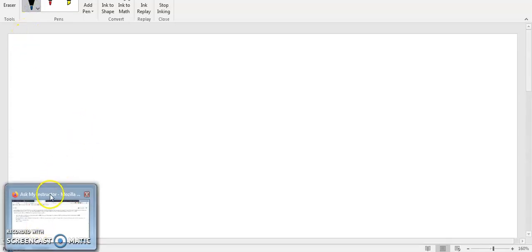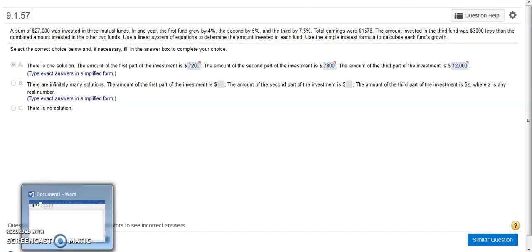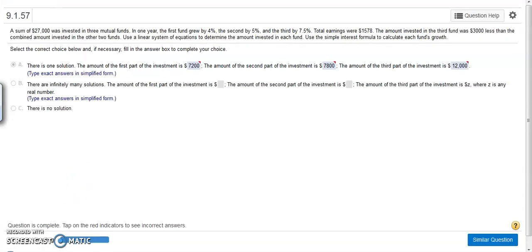So the first sentence says that a sum of $27,000 was invested in 3 mutual funds. So that gives us x plus y plus z equals 27,000. So that's our first equation: x plus y plus z equals 27,000. And then it says that the first one grew by 4%, the second by 5%, and the third by 7.5%.